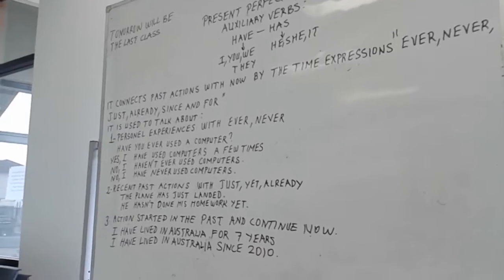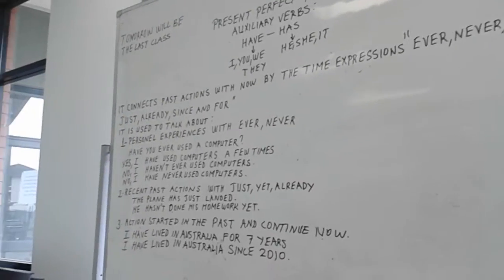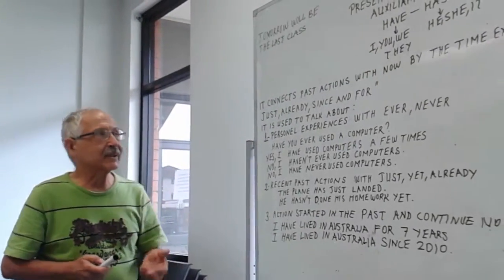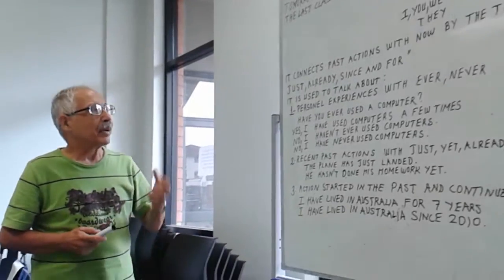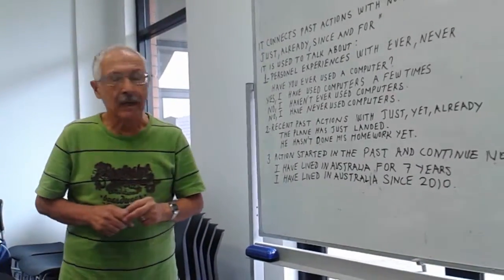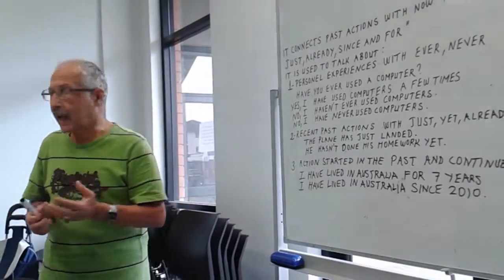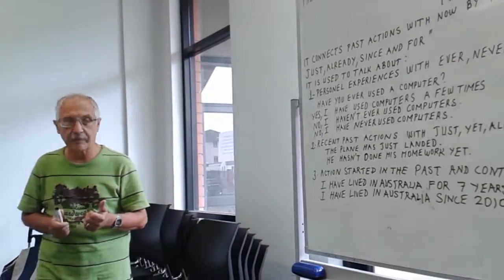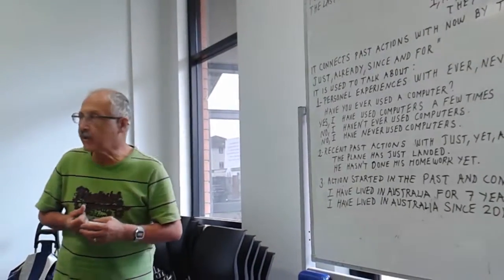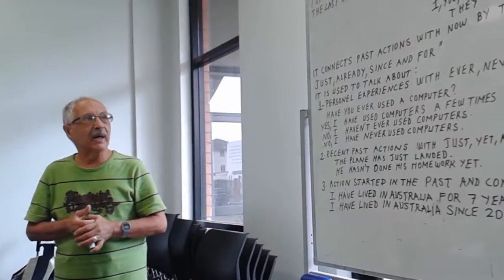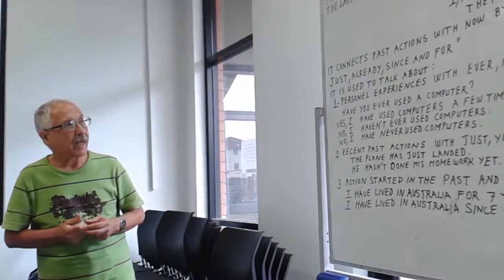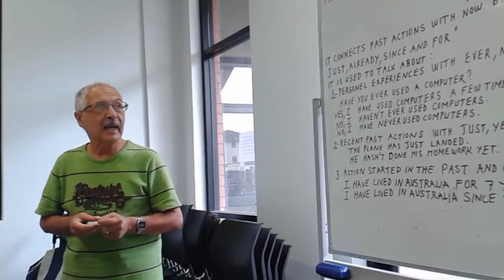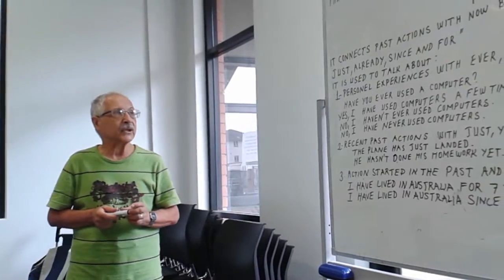Present perfect tense is also described by simple past tense, which covers now. It connects past actions with now by the time expressions ever, never, just, already, since, and for. Auxiliary verbs of present perfect tense are have and has. Have is used with I, you, we, they. Has is used for he, she, it.